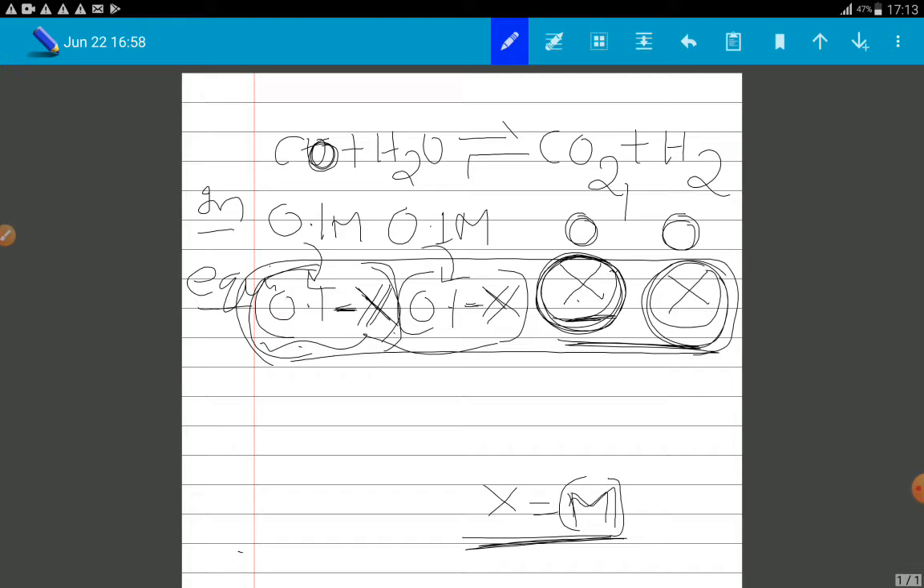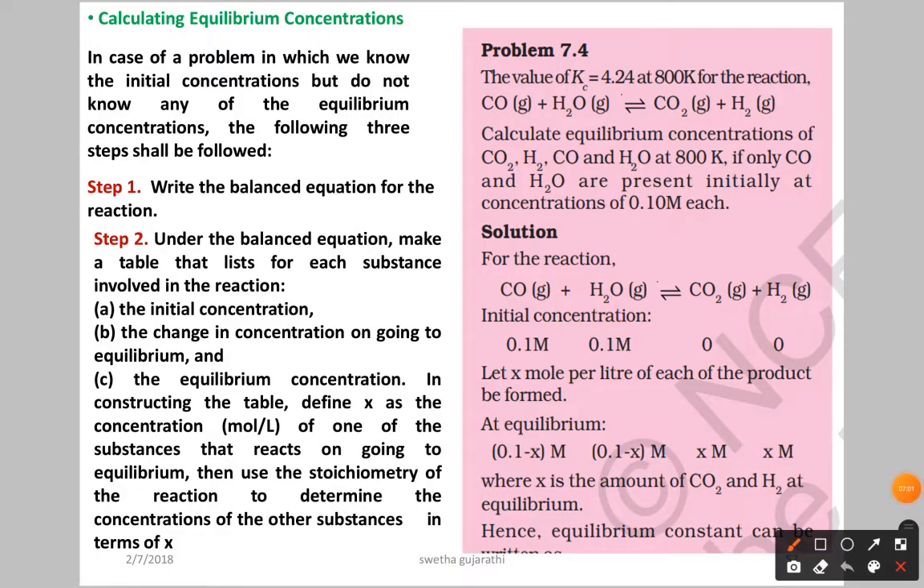The next step, step 2, is to make the table. In the table, we first give the initial concentrations. You can think of this as the table in the textbook. The initial concentration is 0.1 M, 0.1 M. We don't have product at the initial stage, so 0, 0.